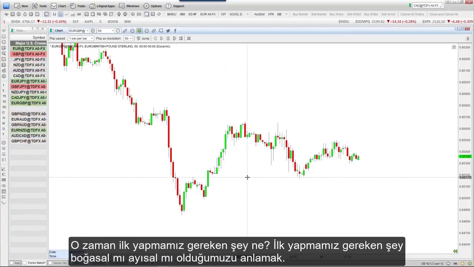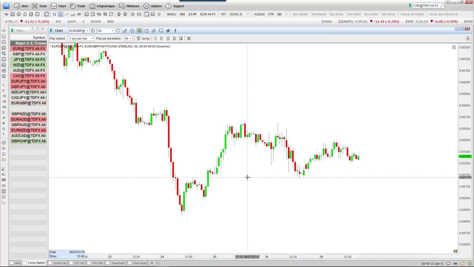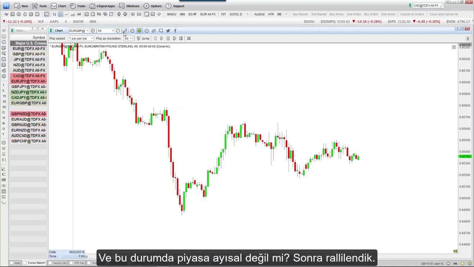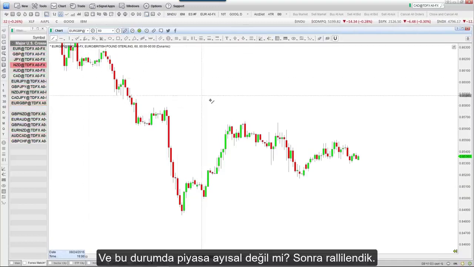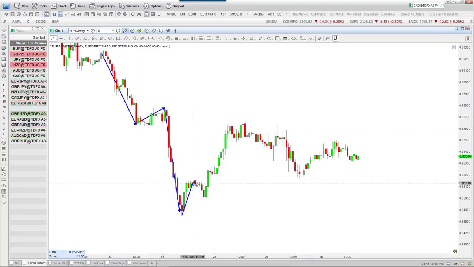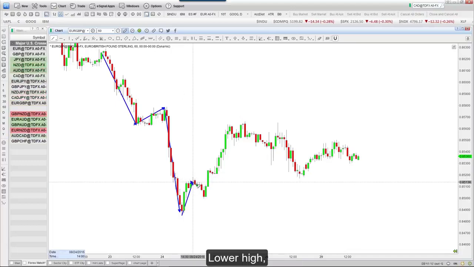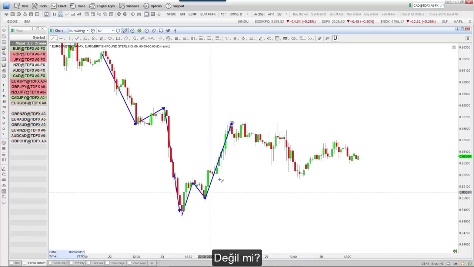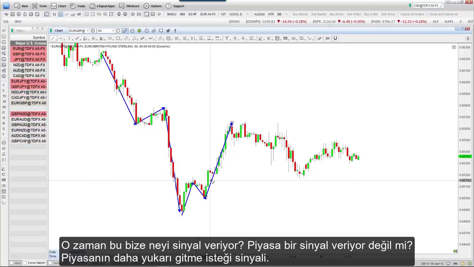Now, first of all, what's the first thing we've got to do? We've got to identify, are we in a bullish or bearish market? What is the signal that we should be receiving here? And that's the first problem that we have in this particular case, because the market's been bearish. Then we rallied, broke structure to the downside. Then we rallied, lower high, higher low, boom, break of structure. So what is this signal to us? The market is sending us a signal that it wants to go higher.